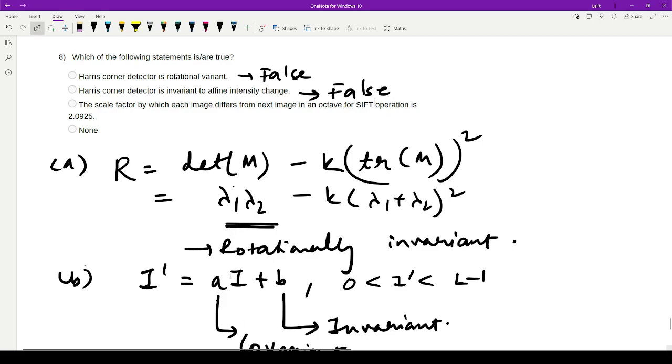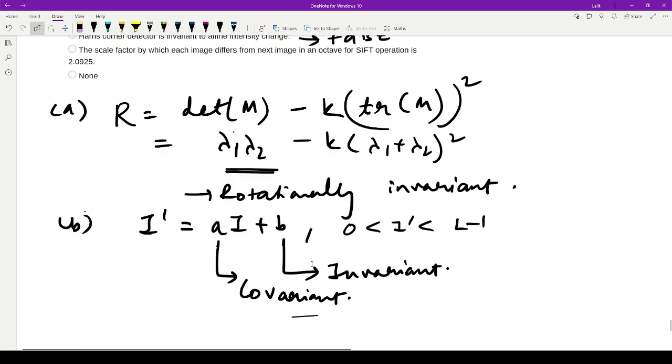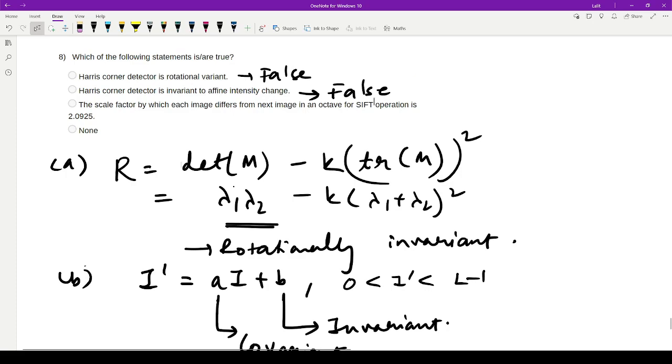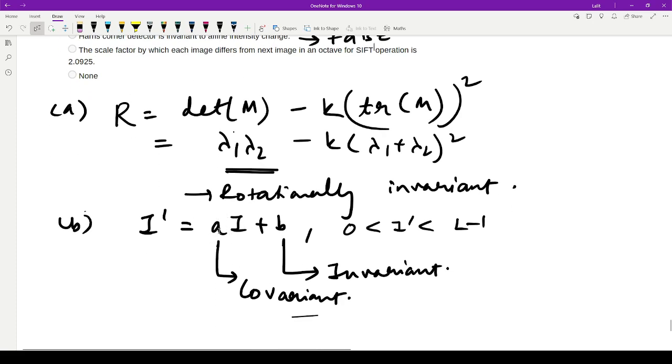Everyone agrees. You can just see from here that if I scale the intensities, lambda 1 and lambda 2 will scale appropriately. So this doesn't make it invariant to scale changes.